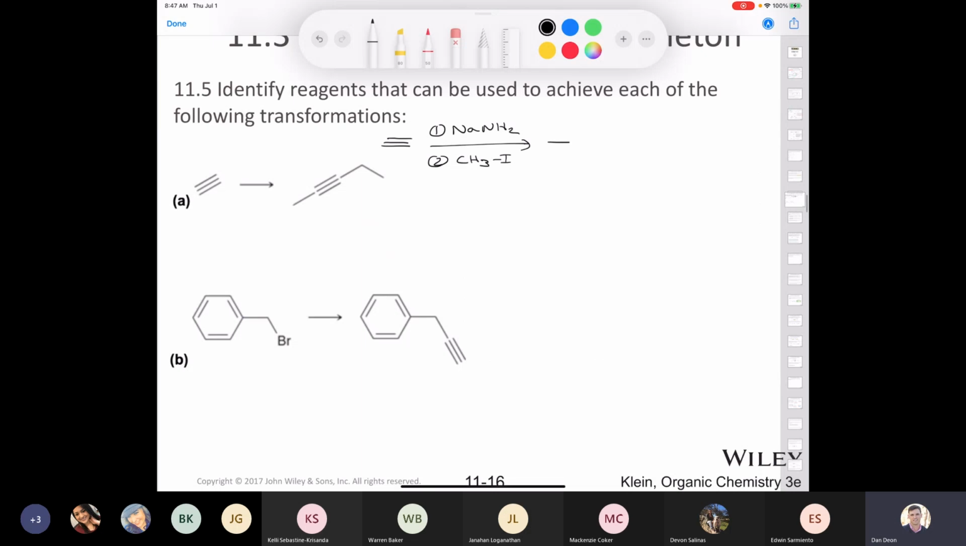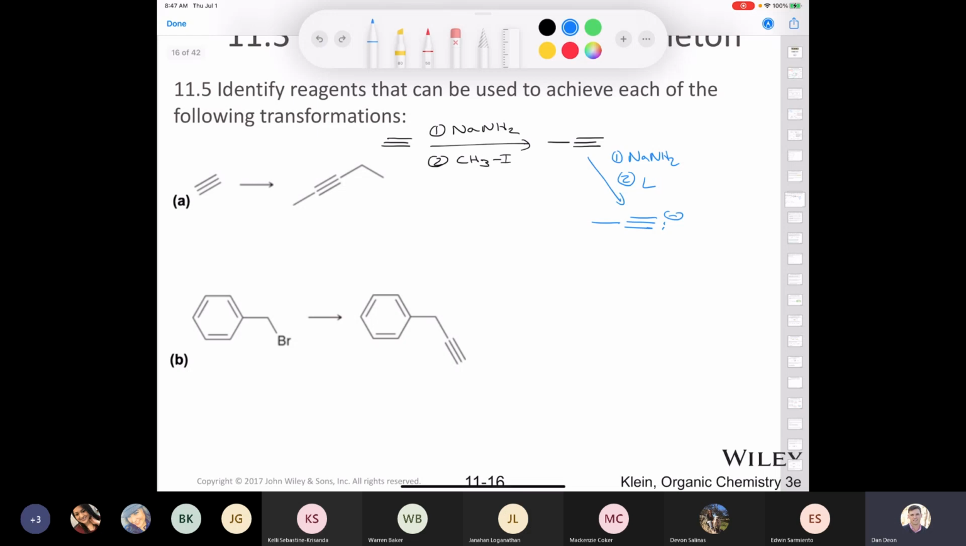What's that going to give us? That's going to give us this compound. This is propyne. Next, we're going to treat it with another equivalent of sodium amide. So sodium amide, okay? What's that going to make? That's actually going to make this compound, right? Where you've got this alkanide that's going to be a good nucleophile. But what does your electrophile have to be? It's going to have to be ethyl iodide this time, right?